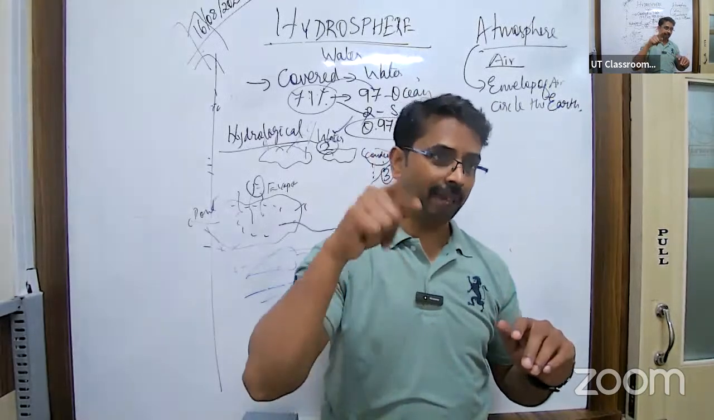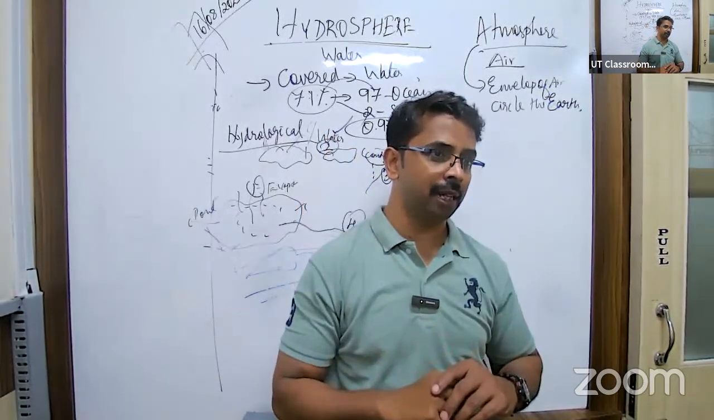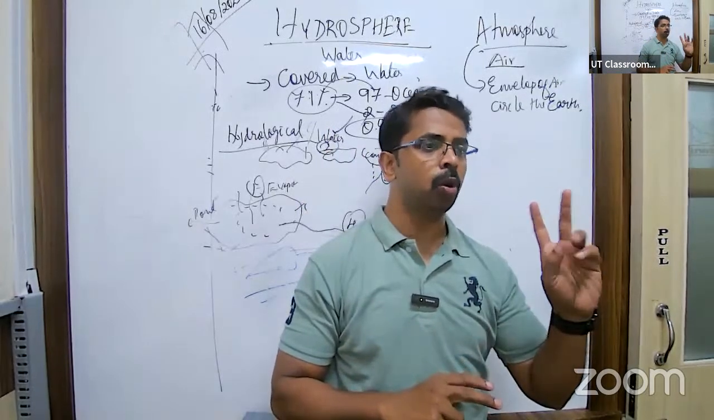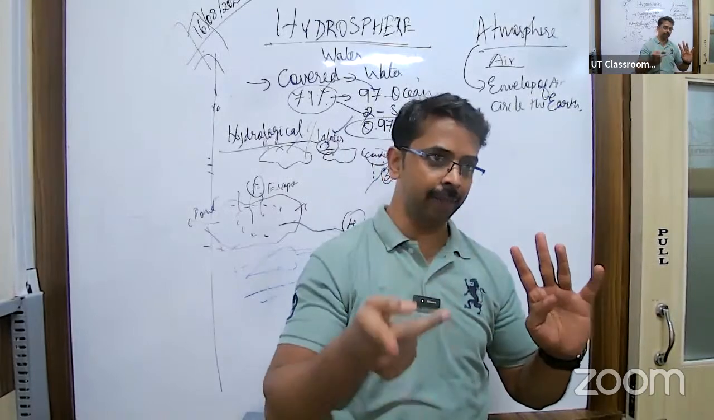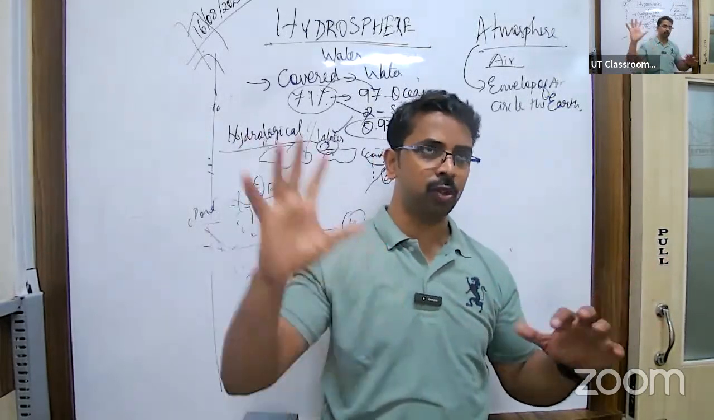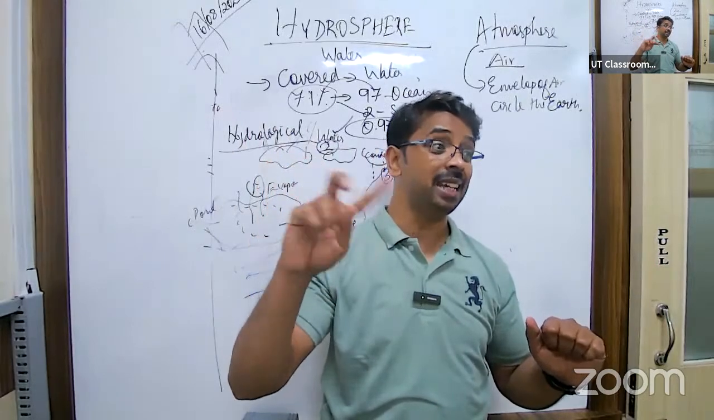So one is a wave and the other is a tide. How many high tides and low tides do we have in a day? Minimum 2 or maximum 4, alternating. Sometimes high tide, then low tide, then high tide, then low tide. It depends on the position of which bodies? Sun and moon over the earth.